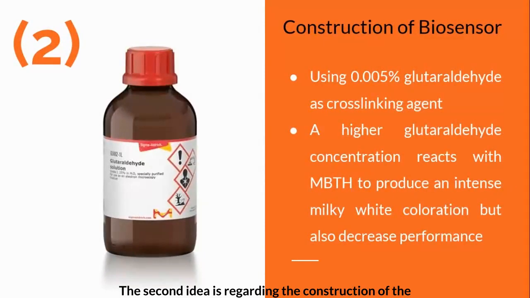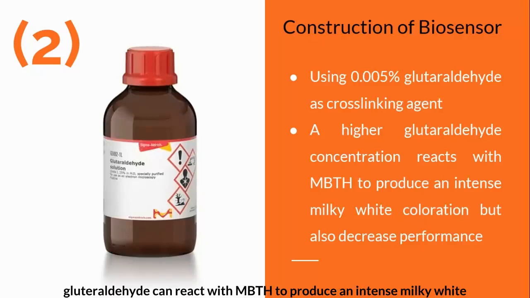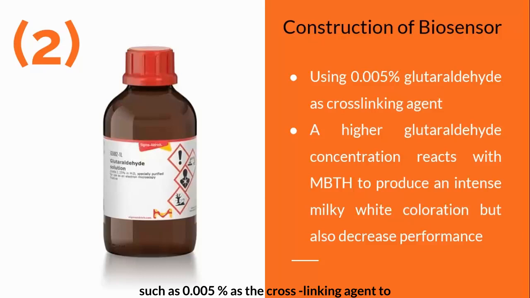The second idea is regarding the construction of the biosensor. In this study, the researchers used 0.01% of glutaraldehyde as a cross-linking agent for the entrapment of MBTH in chitosan. A higher concentration of glutaraldehyde can react with MBTH to produce an intense milky white coloration, but at the same time, it can also decrease the performance of the biosensor. So we suggest to use a lower concentration of glutaraldehyde, such as 0.005%, as the cross-linking agent to ensure the performance of the biosensor is well maintained.